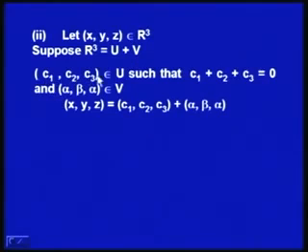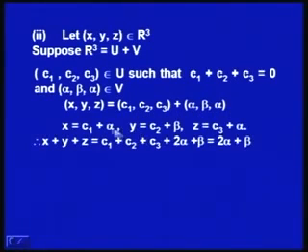That means (c1, c2, c3) belongs to U, satisfying the constraint c1 plus c2 plus c3 equal to 0, and (alpha, beta, alpha) belonging to V. That means the vector (x, y, z) in R cube can be expressed as the sum of these two vectors, (c1, c2, c3) plus (alpha, beta, alpha). And if we compare, then x is equal to c1 plus alpha, y is equal to c2 plus beta, z is equal to c3 plus alpha.